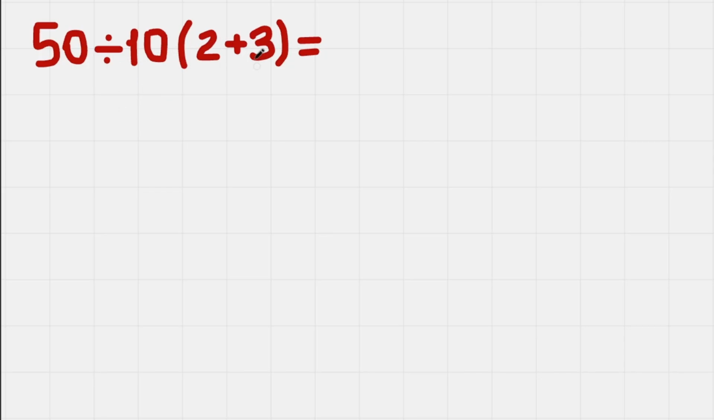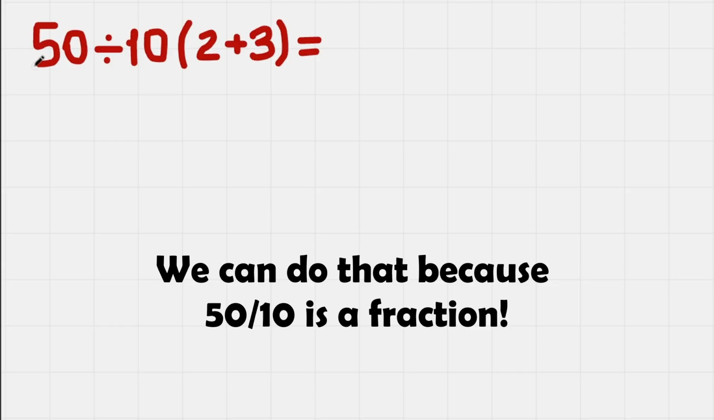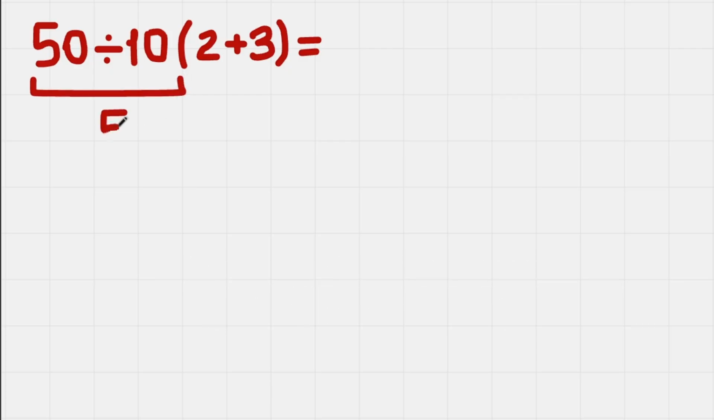So what we can see, of course, we can calculate the parenthesis, but let's try to do it in the other way. Let's firstly calculate the division, why not? So we do 50 divided by 10. We get 5. And we have 5 times this parenthesis, 2 plus 3.